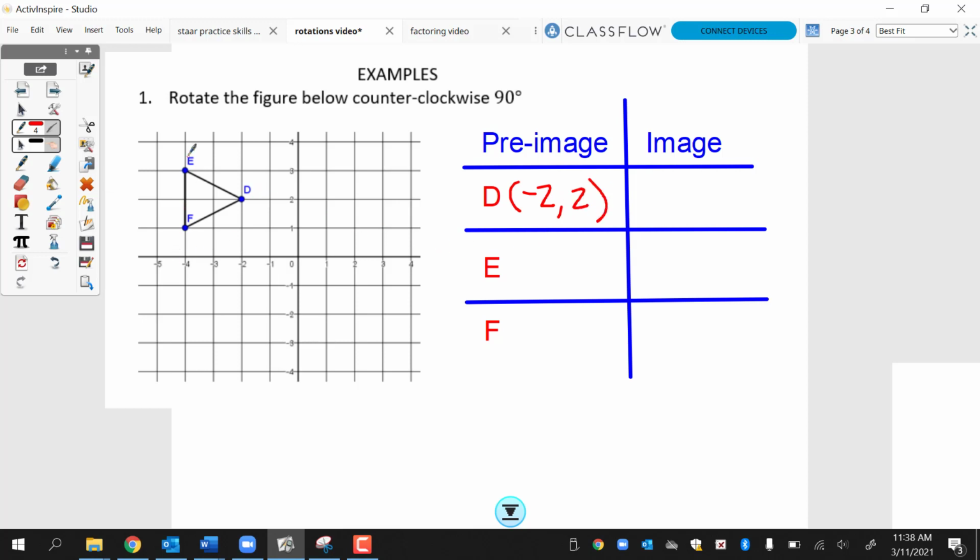Okay, E is up there. Negative 4 comma 3, and F is at negative 4 comma 1.